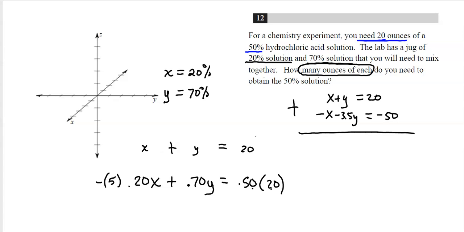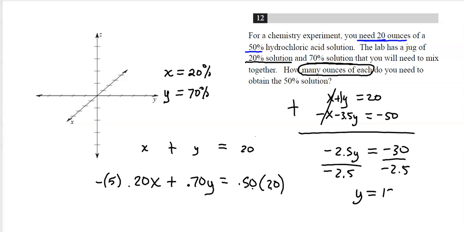We can now combine. X's are gone. Positive 1, negative 3.5, that's negative 2.5y. Negative 30. Divide. Get an answer of y equals 12. So I need 12 ounces, not 20. I need 12 ounces of the 70%. And if we needed 20 total, that means we need 8 ounces of the weaker stuff. So the correct answers were 8 and 12.